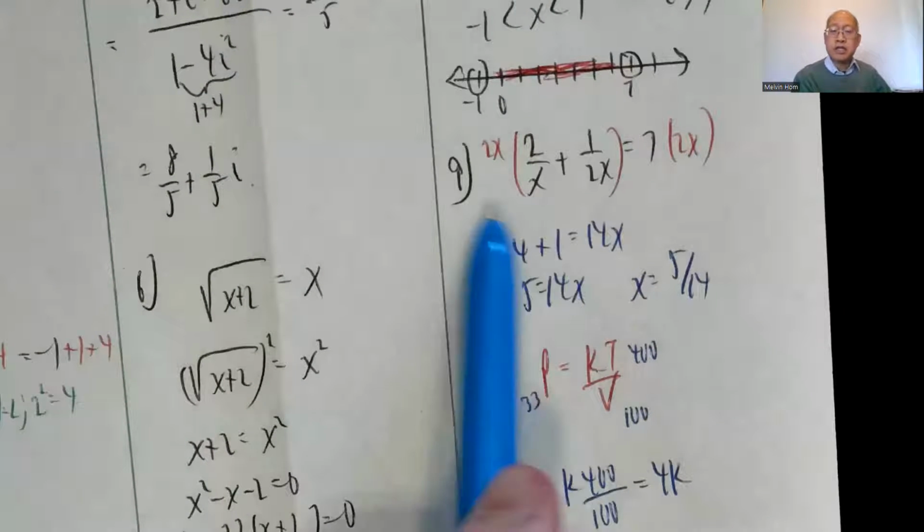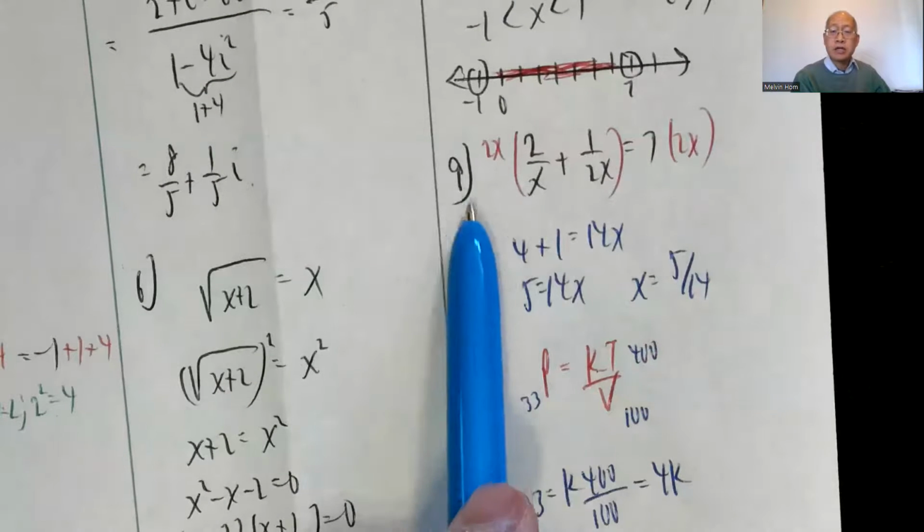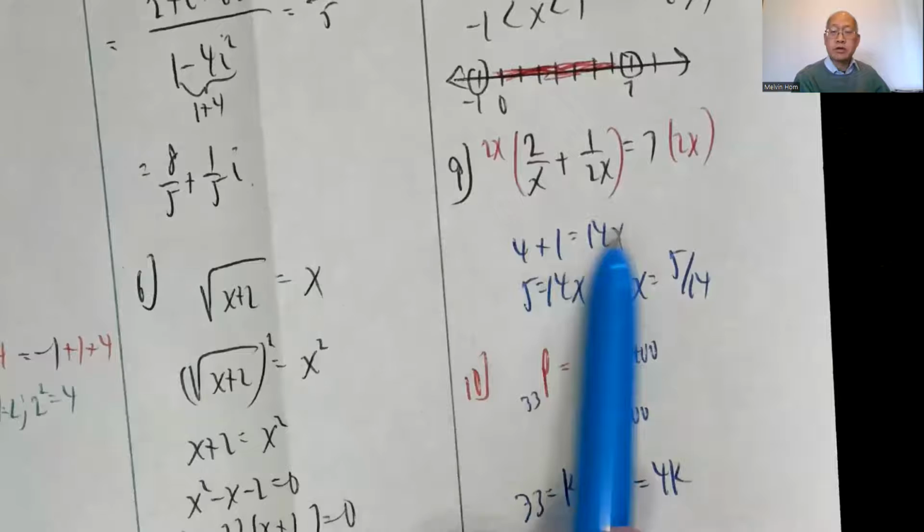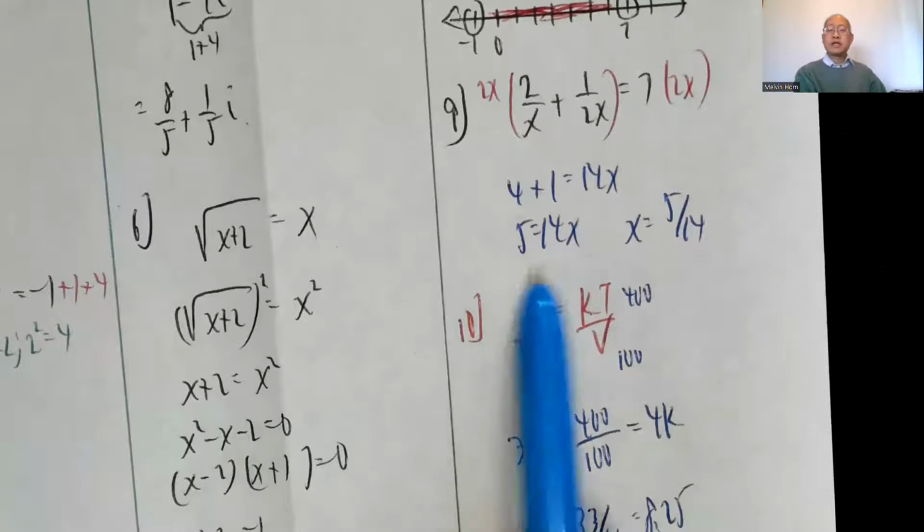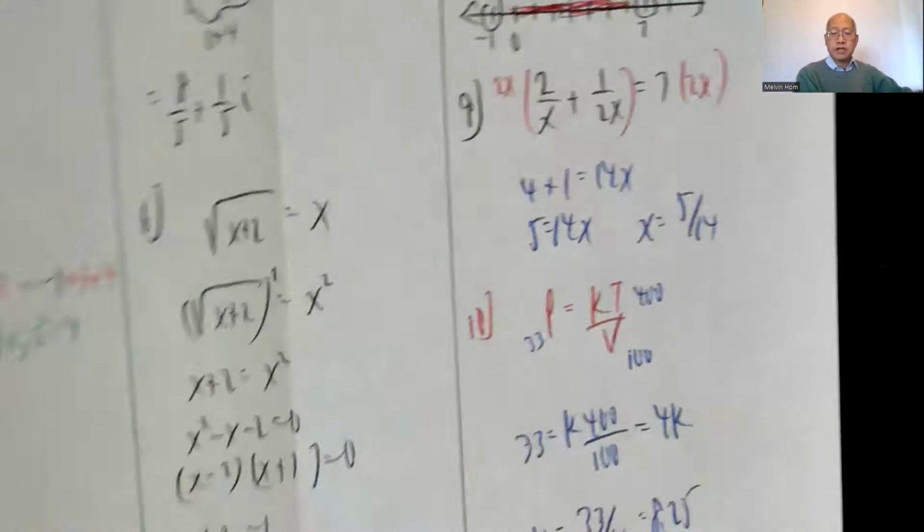Number 9, clear the fractions, multiply through by 2x. So that gives me 4 plus 1 equals 14x. 5 equals 14x. And so x equals 5/14.